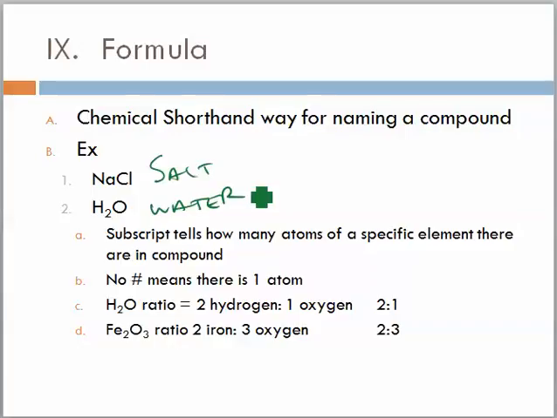Well, the subscript tells us how many atoms of a specific element there are in a compound. And I want you to know that no number means there is one atom. So in H2O, the ratio is 2 hydrogen to 1 oxygen, or 2 to 1. Fe2O3, the ratio is 2 iron, 3 oxygen, or 2 to 3.